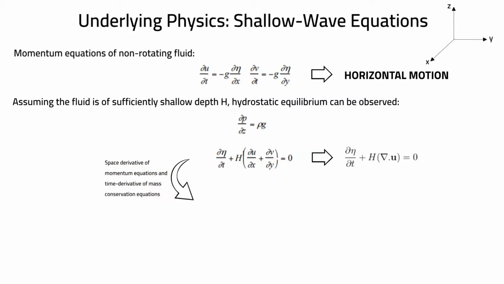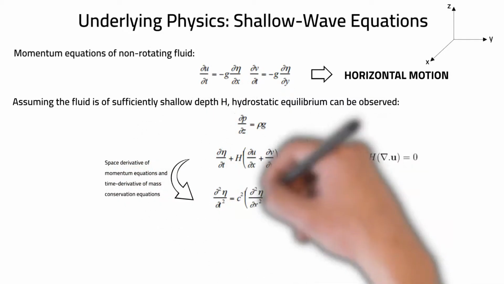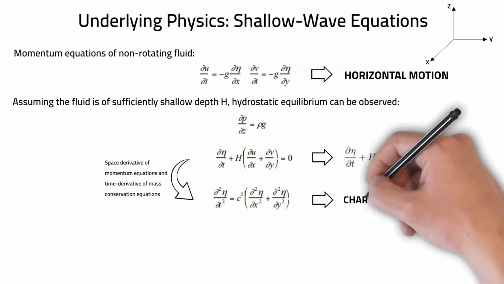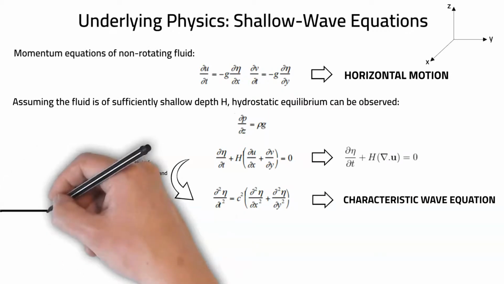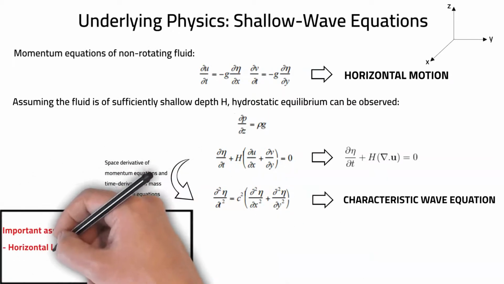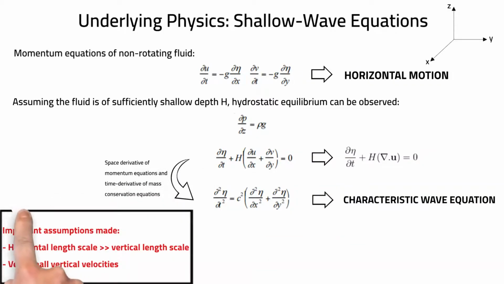Performing the space derivative of the momentum equations at the top and the time derivative of the mass conservation equations, we end up with the characteristic wave equation. Note that for this mathematical approach, two very important assumptions have been made: that the horizontal length scale was much larger than the vertical length scale, and that we have very small vertical velocities.